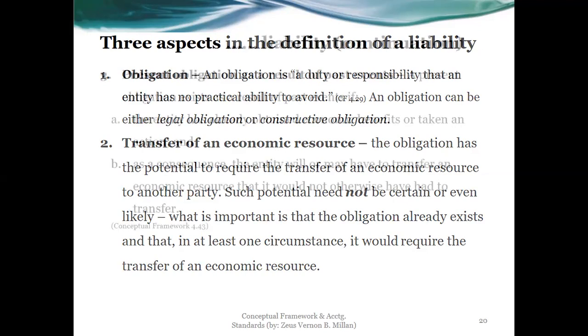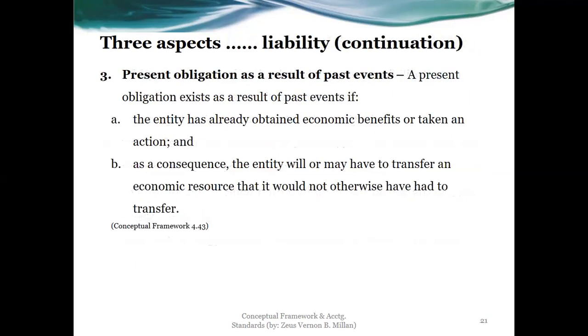That's the second one. The third one is that it's a present obligation. We see that there's an obligation now because of a certain past event. So we have already obtained the economic benefits or taken the action, and as a consequence, the entity will or may have to transfer an economic resource that it would not otherwise have had to transfer. Meaning if we entered into this particular transaction, then we have to pay this particular amount and certain asset to do that. But if we did not enter, then we would not have recorded an obligation. So that's the point of letter B as a consequence of A.